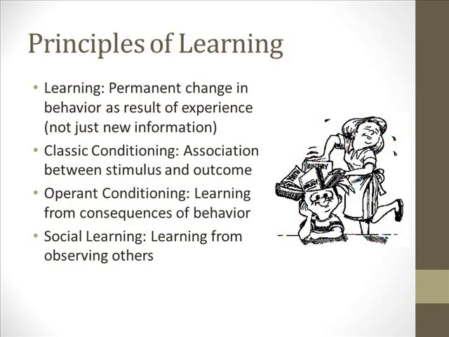So let's talk a little bit about learning. Let's talk about the principles of learning. We're going to talk about three main types of learning in this particular lesson. But before we do that, let's define the term learning. Learning is, and again, this is the big L, a permanent change in an organism's behavior as a result of an experience. So I have an experience, I think about what that experience is, and I change my behavior accordingly.